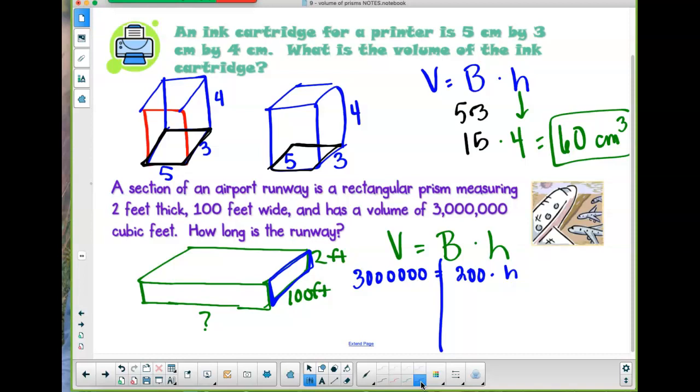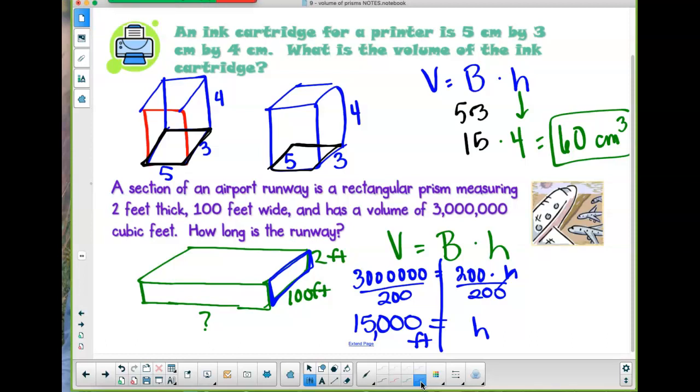So how long is the runway? How would we solve this? Divide by 200 on each side. So 15,000 feet long. Would that make sense? A runway has to be pretty long, right? In order for a plane to take off. So 15,000 feet would be our answer.